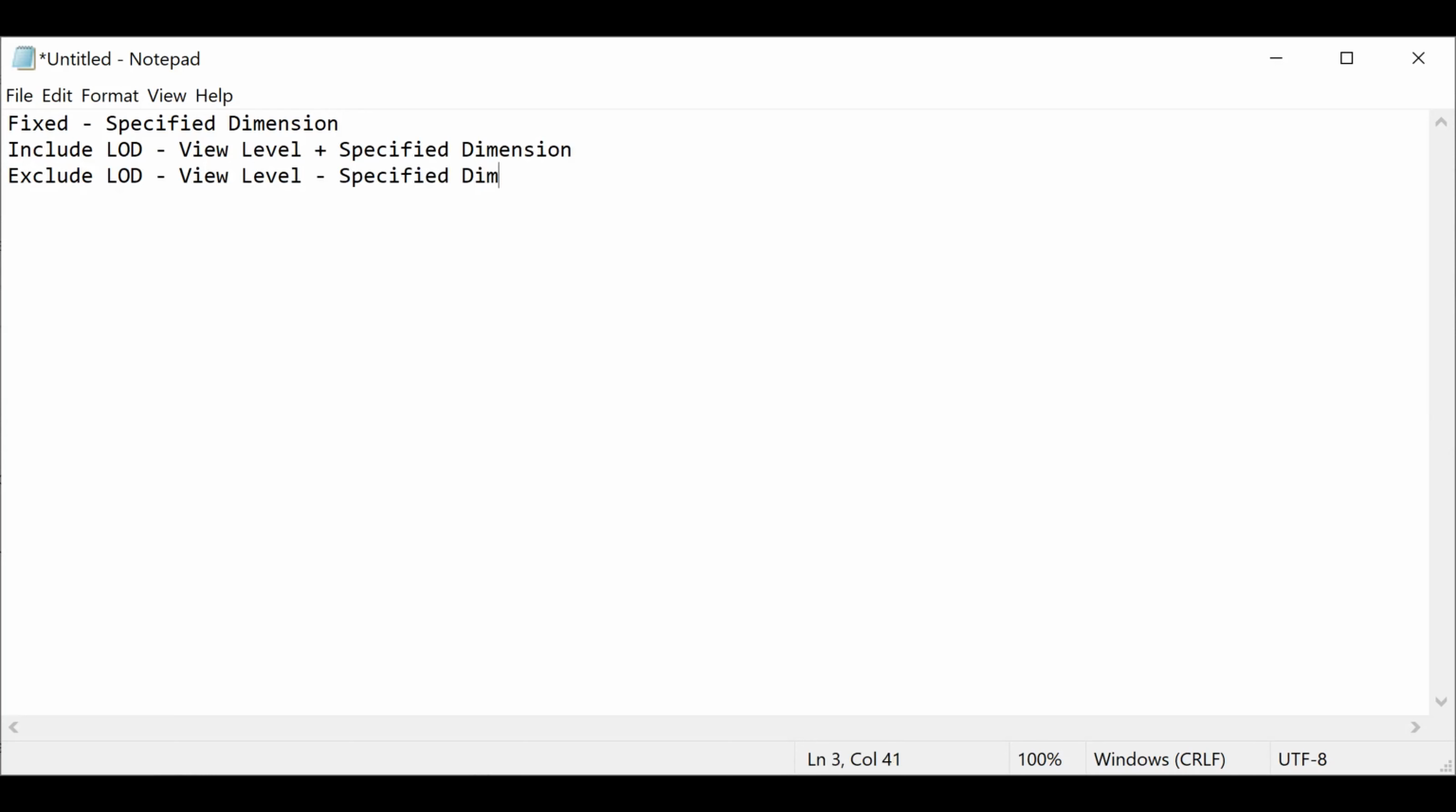When we create an LOD expression, we define the keyword there, fixed, include or exclude, and next to the keyword we give the expression for the dimension. So for that particular dimension, the LOD will be fixed. Include LOD will be the view level, whatever dimensions are present in the view, plus the dimension which we define in the expression, in the calculated field. And exclude LOD will be view level minus the specified dimension.